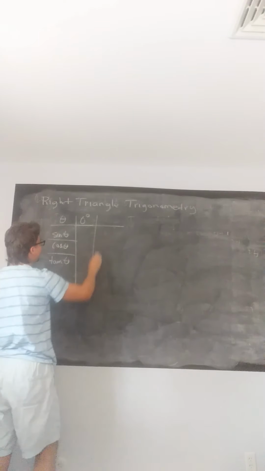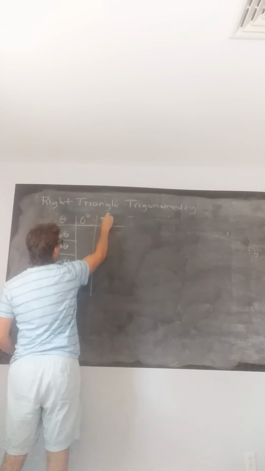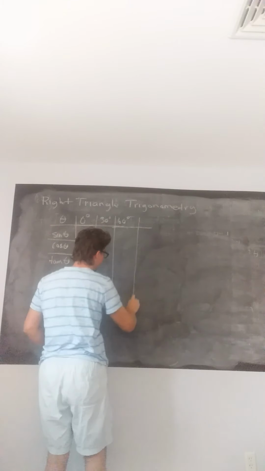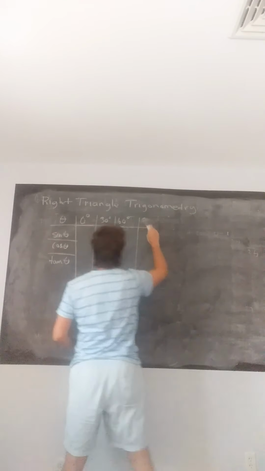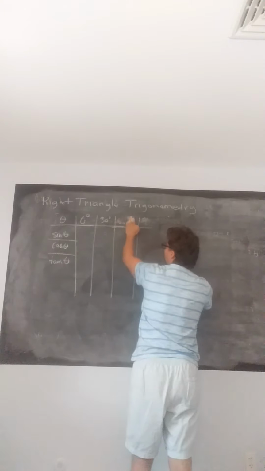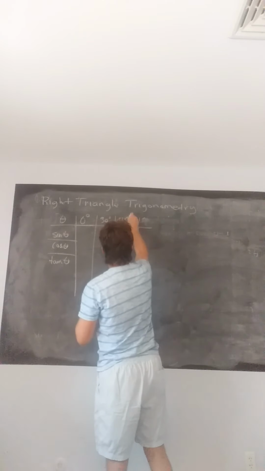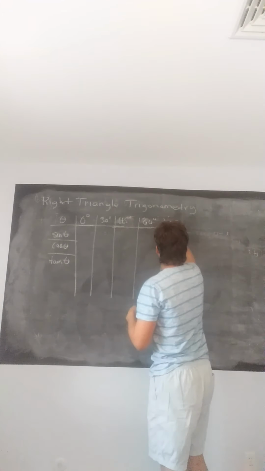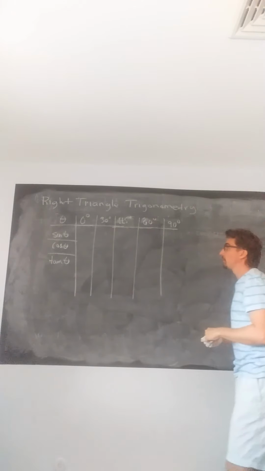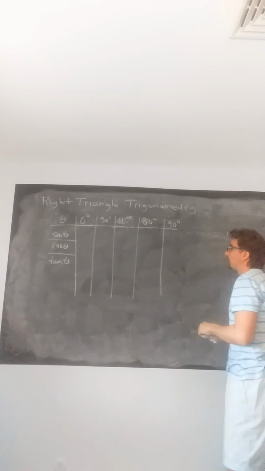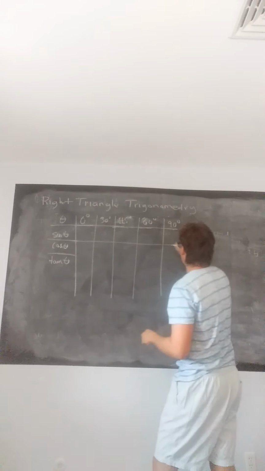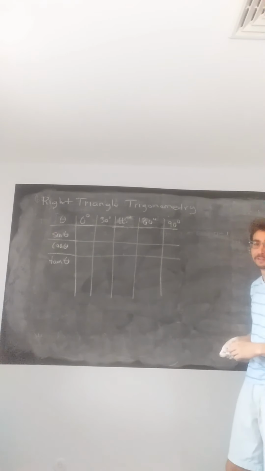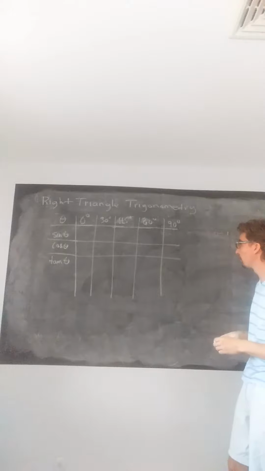0 degrees, 30 degrees, 60 degrees. I should actually put 45 in between, I think. We'll put 60 there. And 90 degrees. So we're going to look at 0 degrees, 30 degrees, 45, 60, and 90. What would be good for us, people, is if we actually made a table to start off with these values. This will help you greatly going forward.